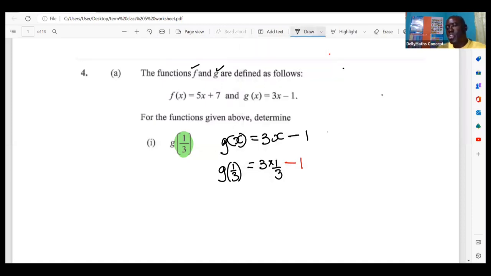All right, so let's go. So here it is. You will notice that this 3 and the 3 here, they could cancel. 3 into itself, 1. 3 into itself, 1. So then we have 1 times 1 is 1 minus 1. And then you get a 0. So g of 1/3 is 0.